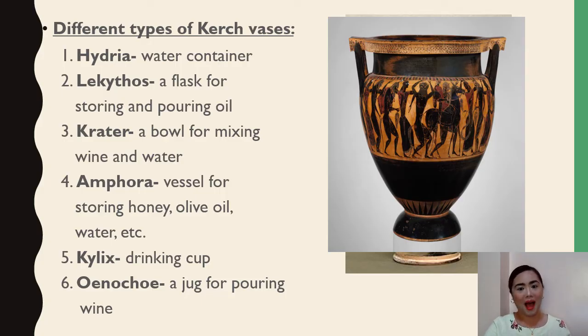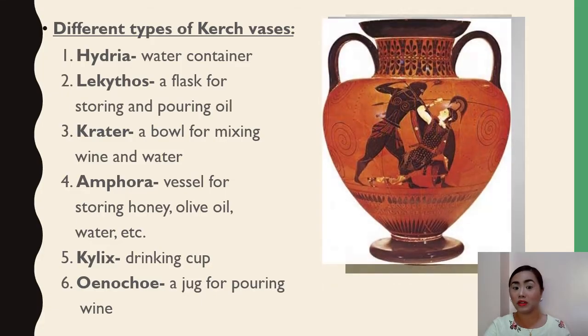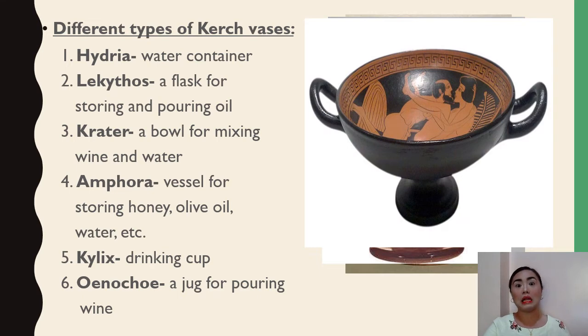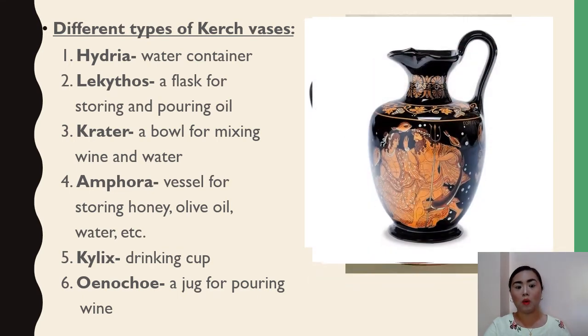This picture, as you can see, is your example of a black-figured pottery, meaning black figures are drawn onto a red background. The next type of Kerch vase, you have your amphora, which is a vessel for storing honey, olive oil, water, and so on. The fifth one, you have your kylix, which is a drinking cup. And the last type, you have the oinochoe, which is a jug for pouring wine.